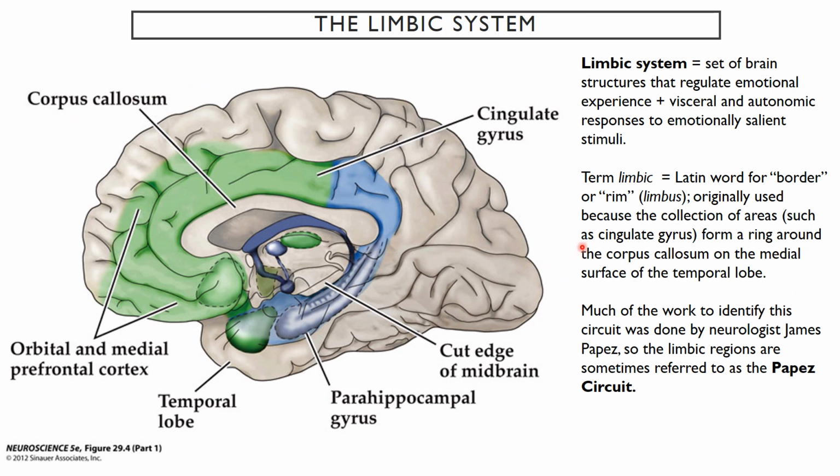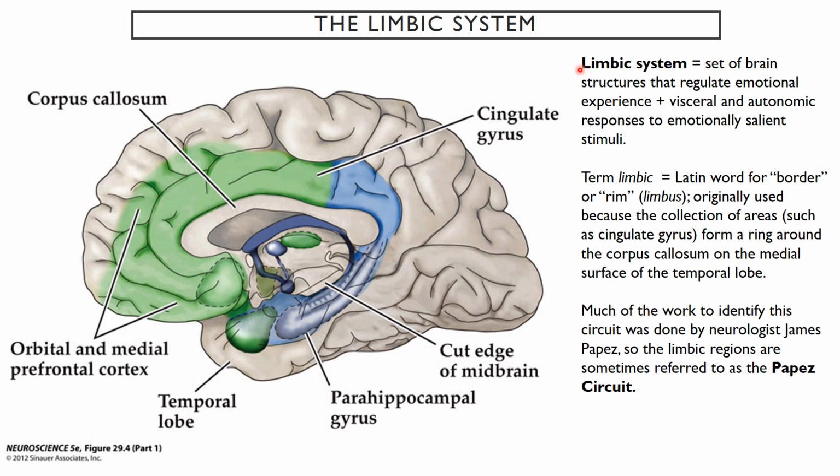So I've set the stage here for the cognitive understanding of emotion and fear and emotional perception, emotional response. There's obviously a complex set of brain areas that are involved with this process. Our best understanding of the underlying systems that regulate emotional experience and the visceral and autonomic responses that are tied to the emotional experience is known as the limbic system.